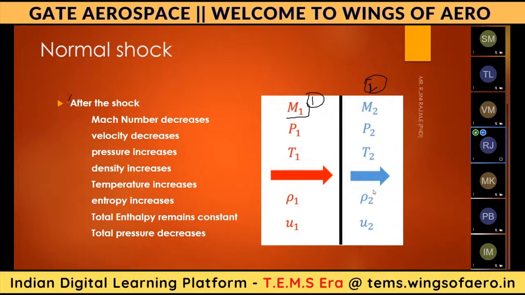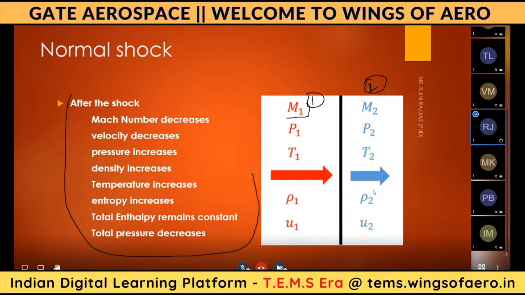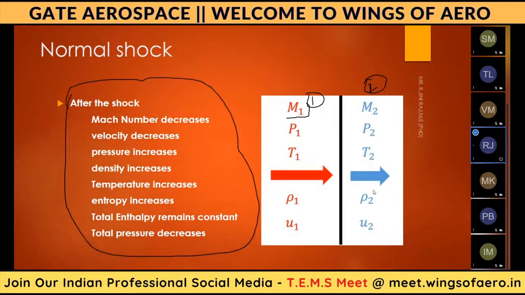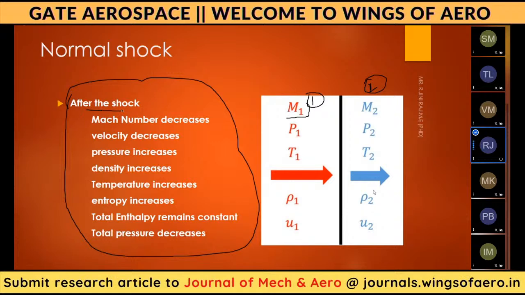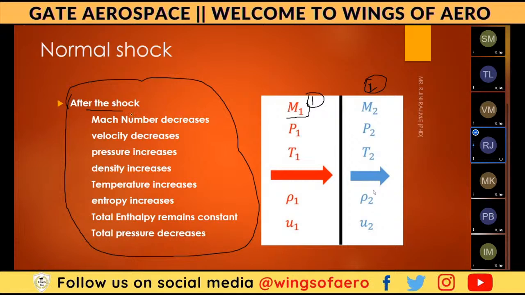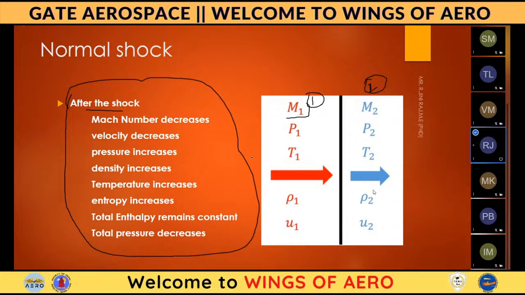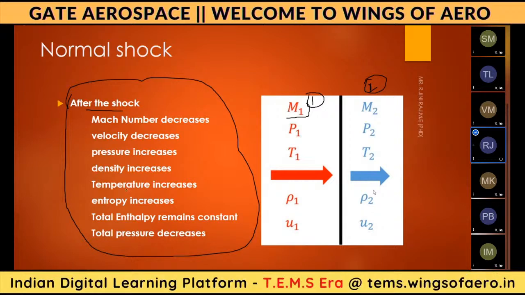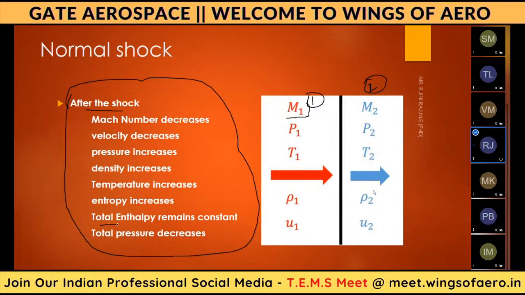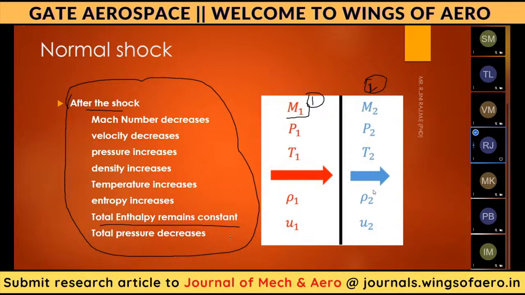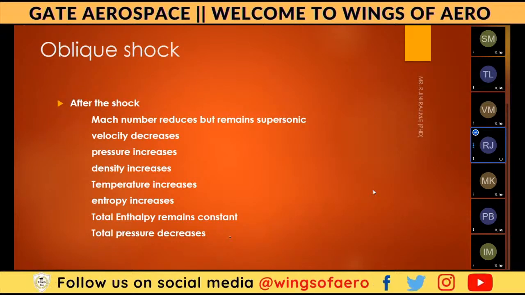In one diagram I have shown some values after the shock. What will happen for a normal shock? The Mach number decreases after the shock. Also, velocity decreases. Pressure and temperature increase; if pressure is increased, temperature is automatically also increased. There is a small change in entropy also, so entropy increases. But the total enthalpy remains constant, and the total pressure decreases.